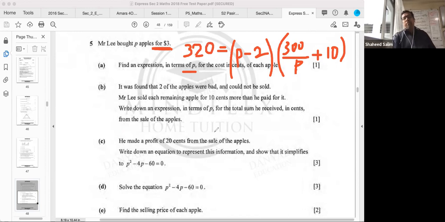Now you need to multiply. This times this, this times this, this times this, this times this. And then does it reduce to this?